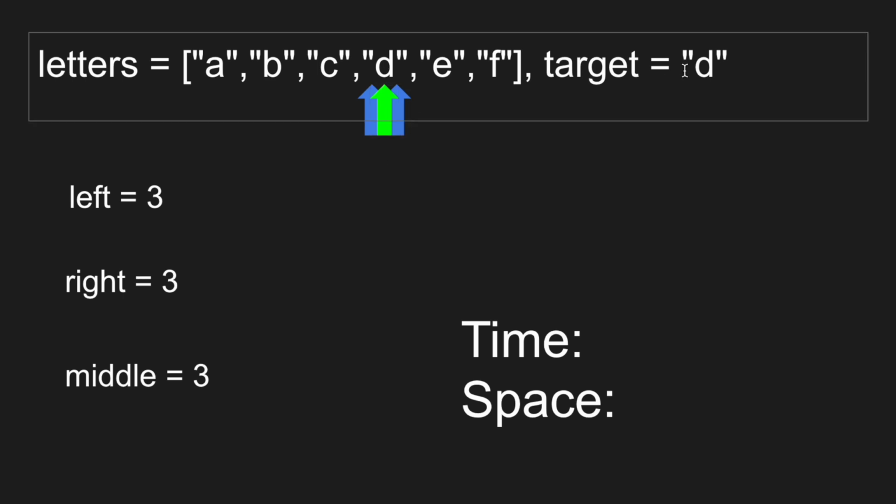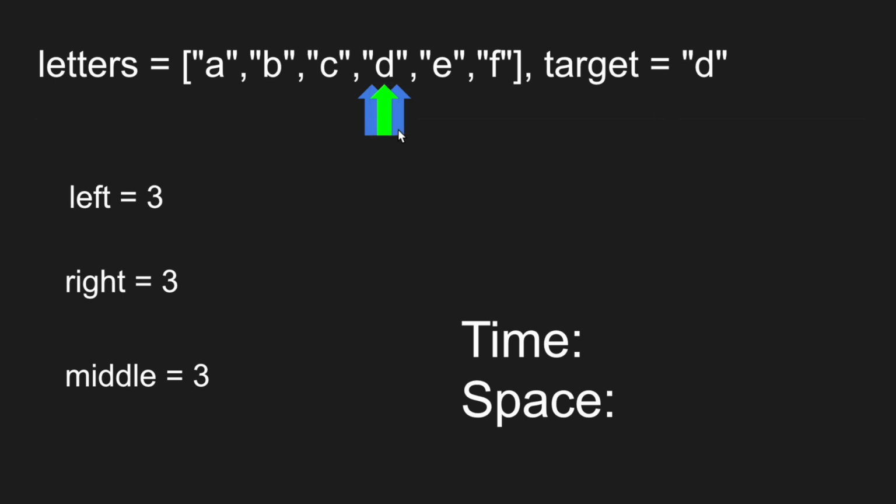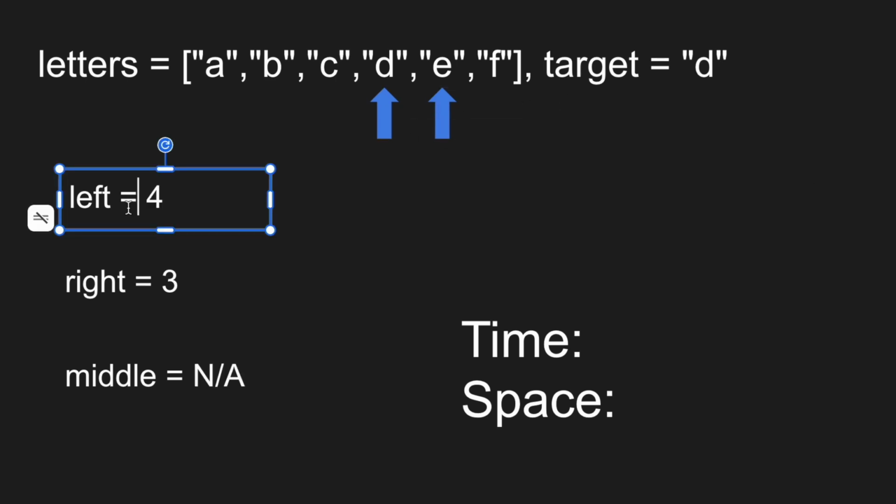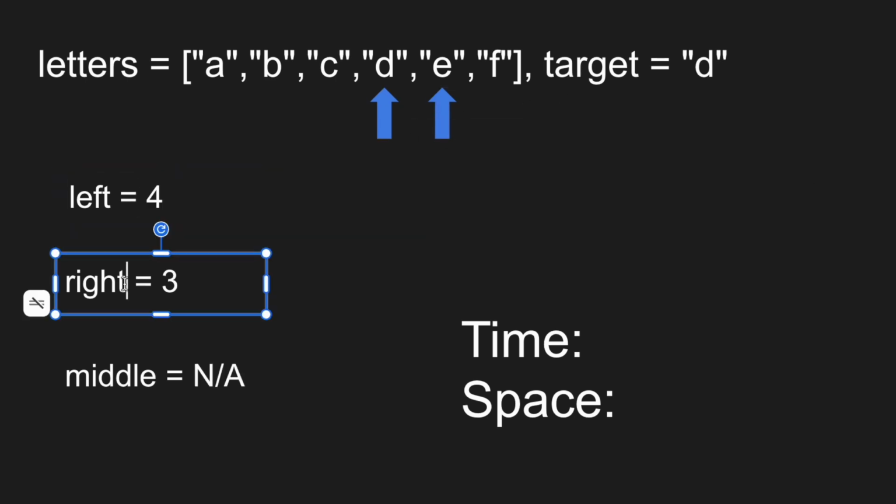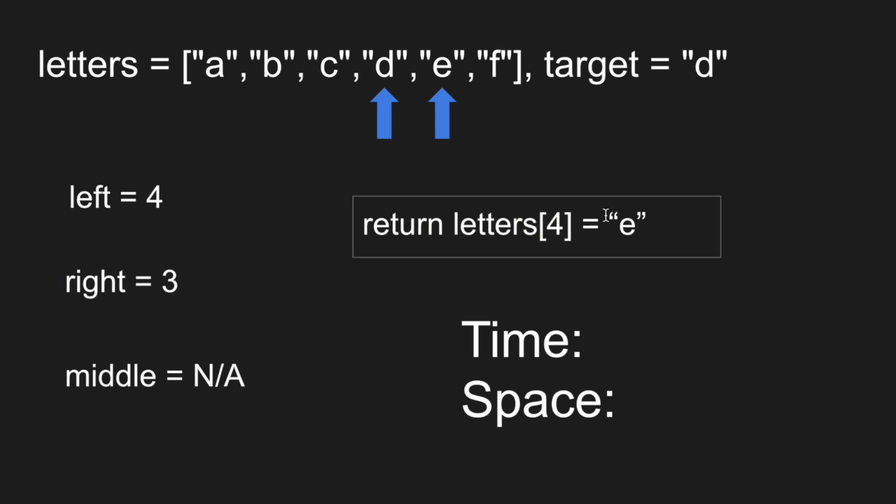D is equal to the target. Since it's less than or equal to, we will shift the left pointer. So now this is the left pointer and this is the right pointer. And since the left pointer is greater than the right pointer, we can return the left pointer as our result, which is letters of index 4, and that would be E.